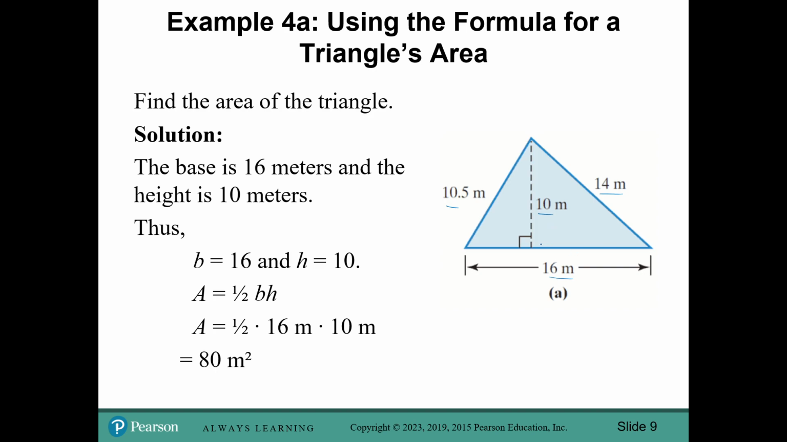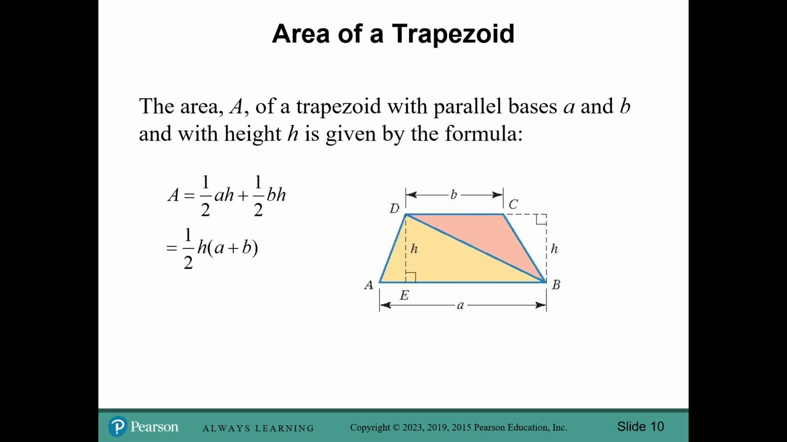So all we need is 1/2 times the base, which is 16, times the height, which is 10. I don't even need to know the 10.5 or the 14 for this particular problem. So I'm just doing 1/2 times 16 times 10, and I basically got 80 meters squared after I multiply.